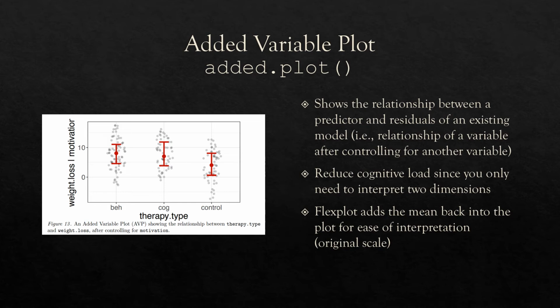So the added variable plot can help show the relationship between a predictor and the residuals of an existing model. Again, this reduces the cognitive load since you only need to interpret 2 dimensions as opposed to throwing everything in at once. And FlexPlot adds the mean back into the plot for ease of interpretation, as all the data will be on the original scale.